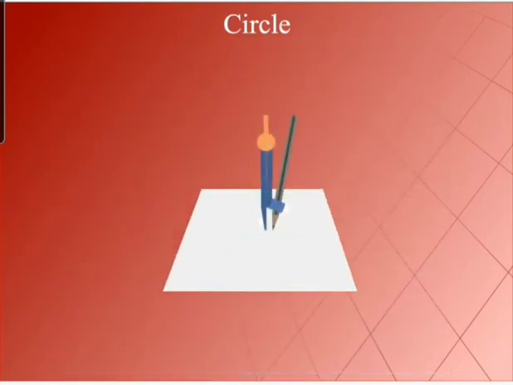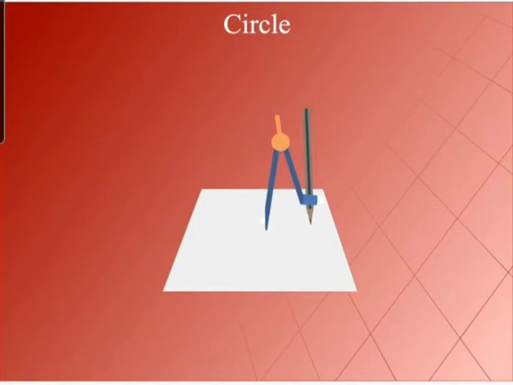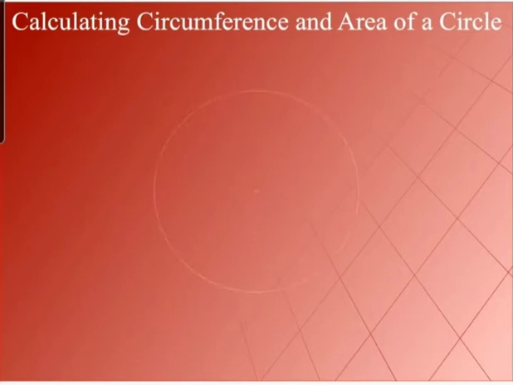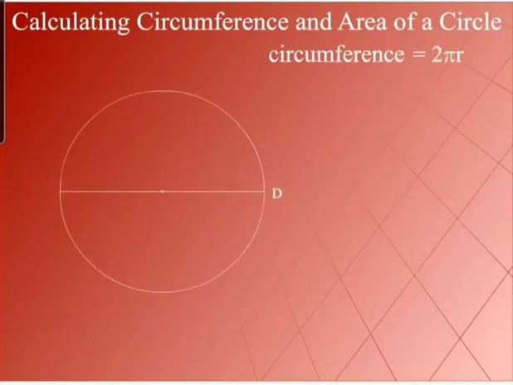Children, we have learned how to construct a circle using a compass by fixing a sharp pencil into it. This way we create the circumference of the circle. Now, let us move forward to understand how to calculate the circumference and area of the circle.